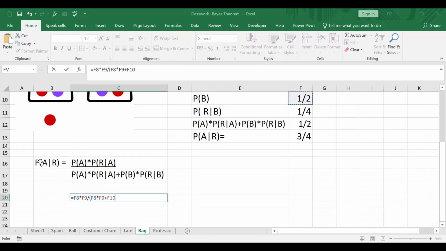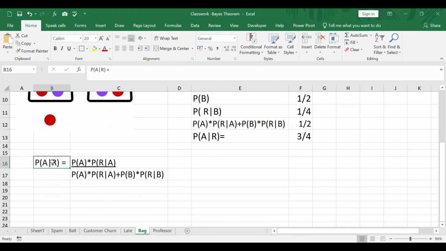We have to find out P of A given R. That is, a red ball is picked up. What is the probability that it is from A? It is given by the Bayes formula. P of A, repeat as it is, P of A here. Reverse it to P of R given A. Write the same thing down below also, and then instead of A, put B.